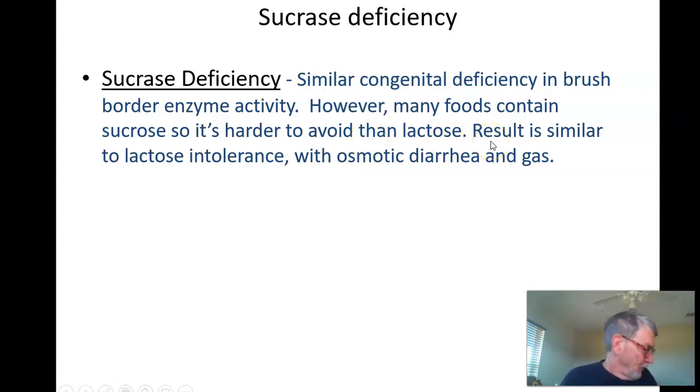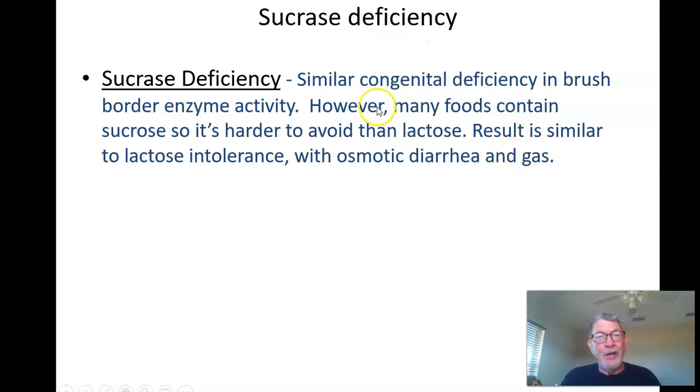sucrose. Just a second. Sorry, my phone was ringing.